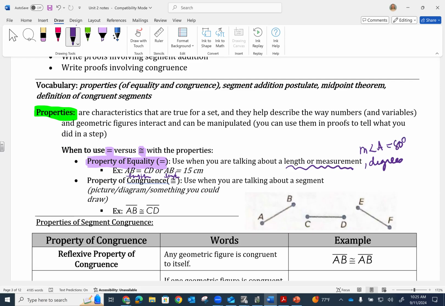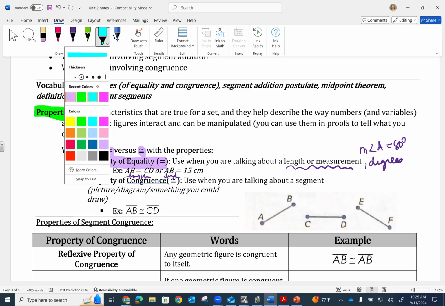An equal sign talks about somebody's measurement. You could say my height equals 5'8". Your shoe size equals size 9. So your numbers. The next thing I would say is that there's congruence.